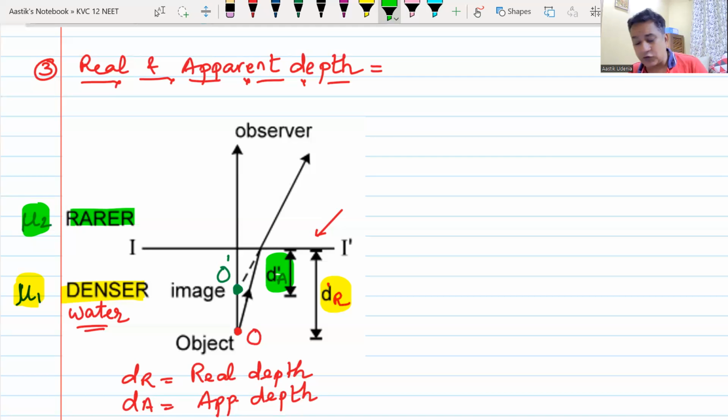So you just have to remember four terms here. dr, which is the real depth, the actual distance. dA, which is the apparent depth, the depth that you see. Mu1, the refractive index of the first medium where the object is. And mu2, the refractive index of the second medium where the ray is getting refracted. And then you have to remember the relation between these four quantities, and the relation is very simple. dA by dr.